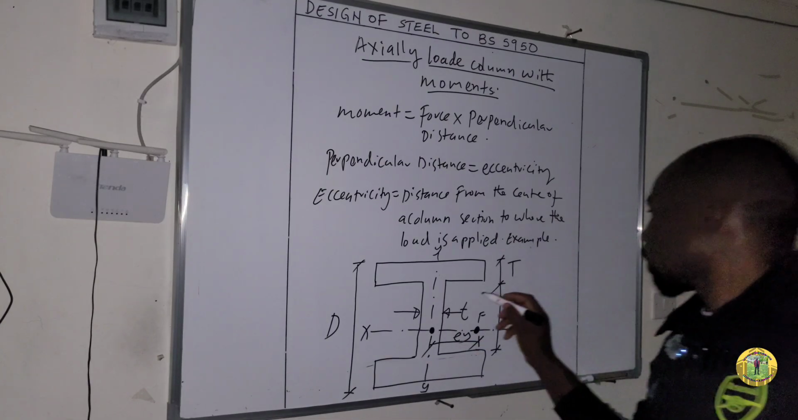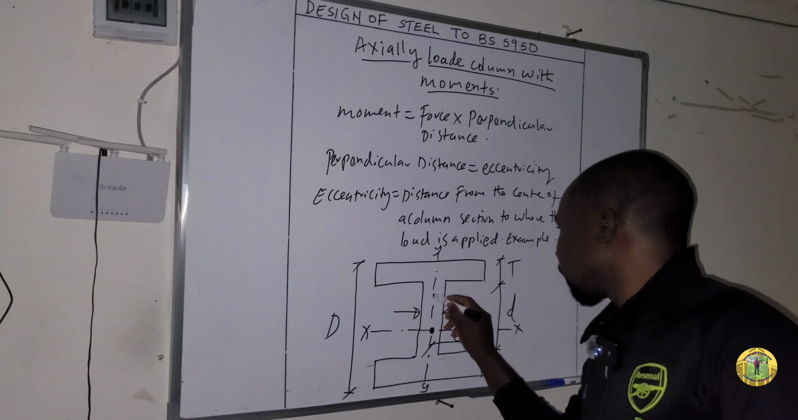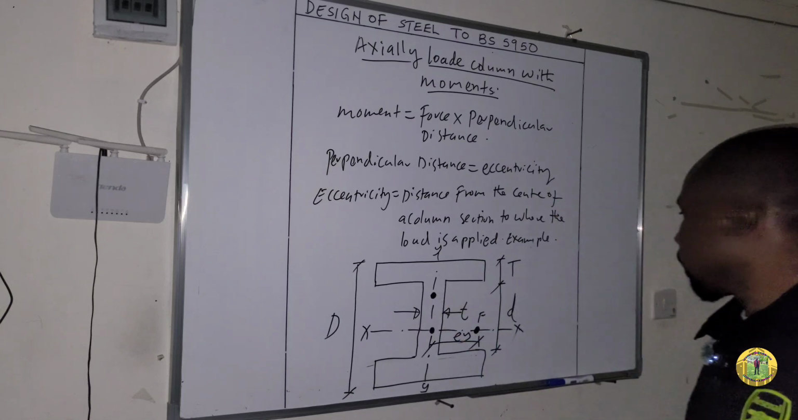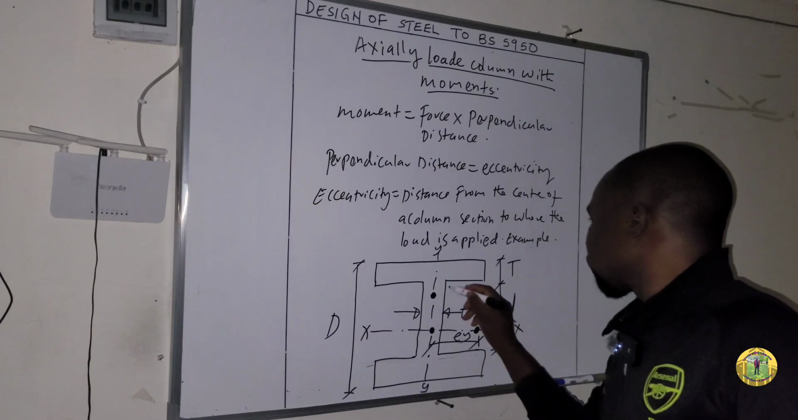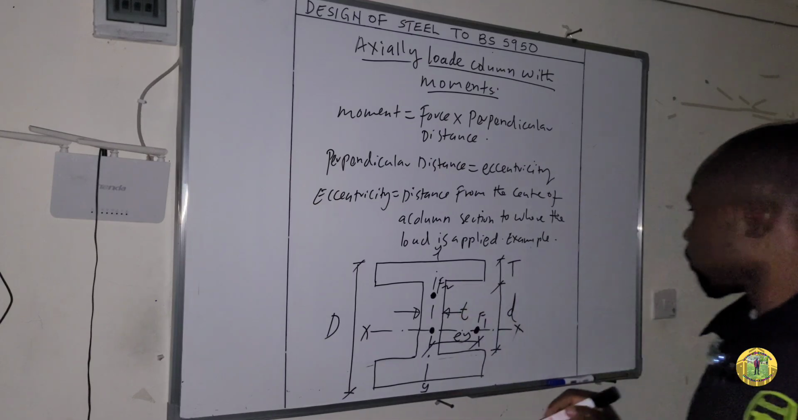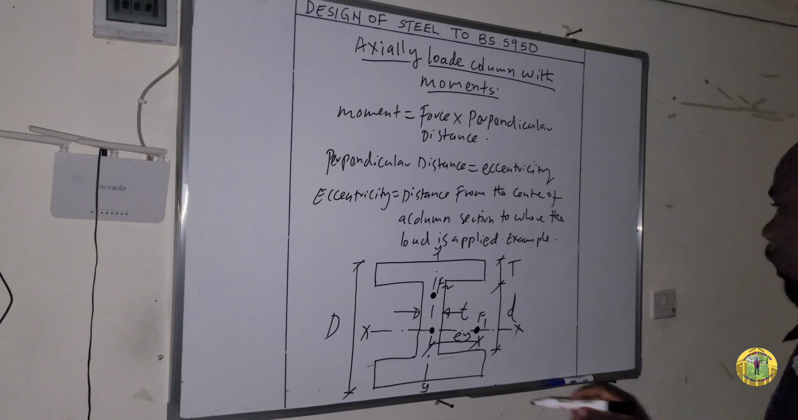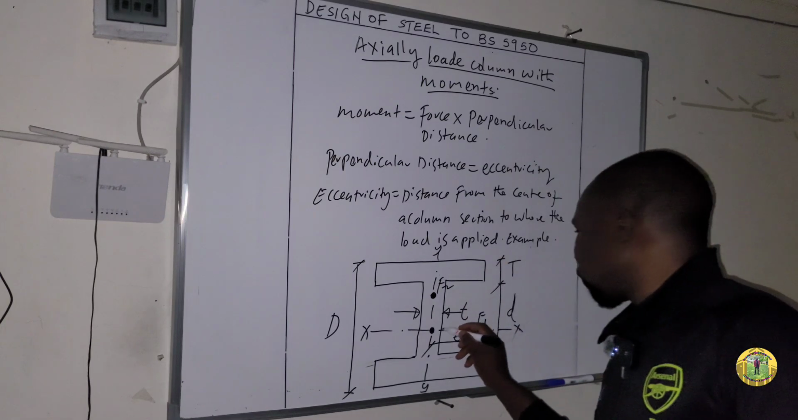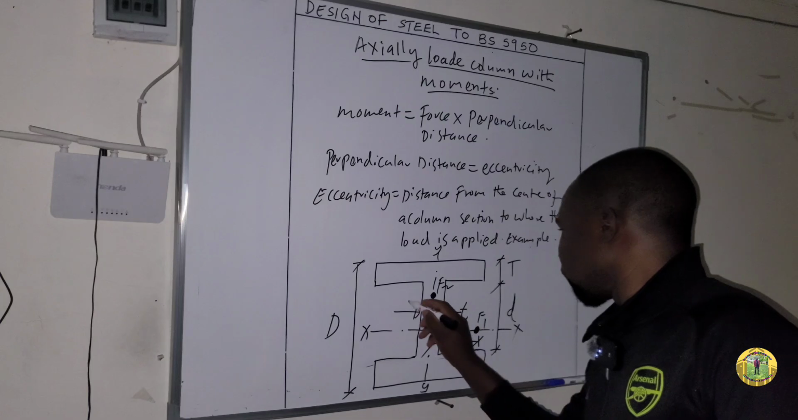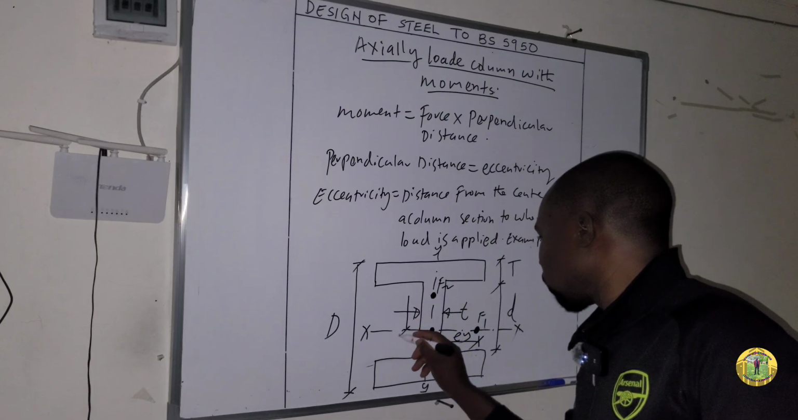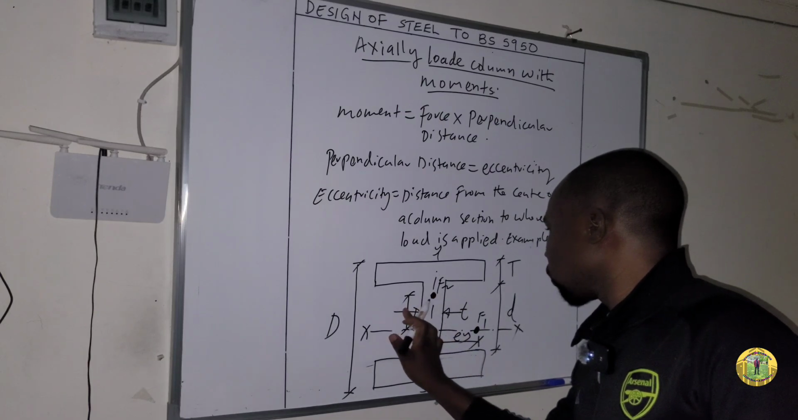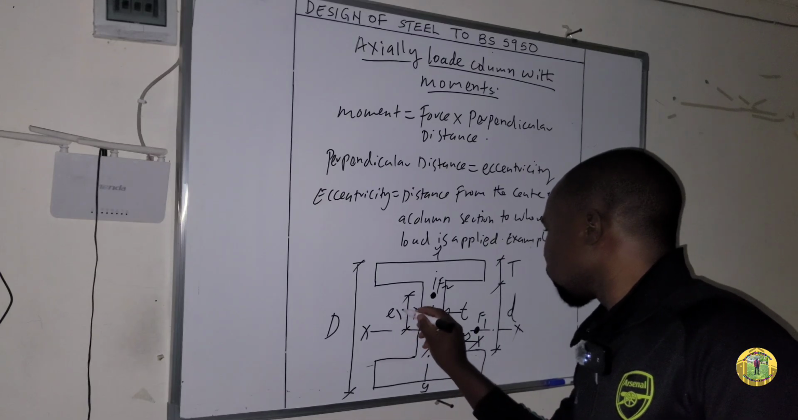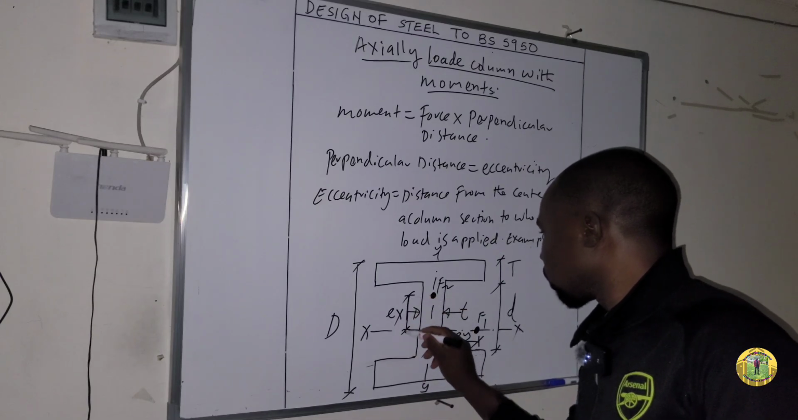Again, if we have a load at the y-axis, but away from the center, so this is F1 and this is F2. As you can see, this load is on the y-axis, but it is eccentrically away from the x-axis. So this distance is what we call, no, EX.